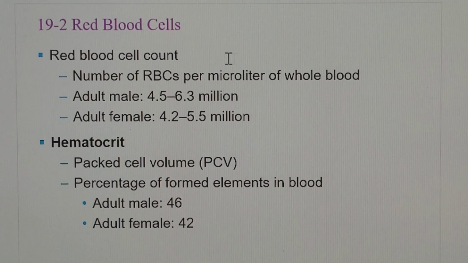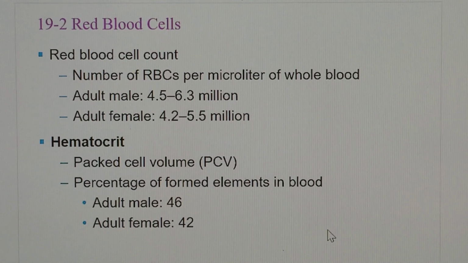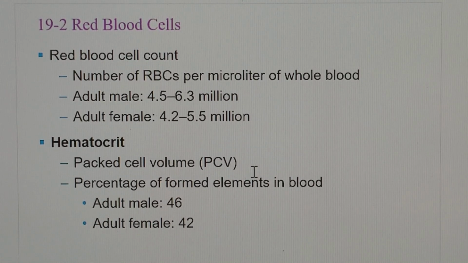A red blood cell count: the number of red blood cells per microliter of whole blood in the adult male is 4.5 to 6.3 million. In the female, it's 4.2 to 5.5 million. Hematocrit, we've discussed, is packed cell volume, the percentage of formed elements in the blood. In the adult male, it's 46. In the female, it's 42. The difference between those two numbers is due to the male androgen versus the female estrogen.